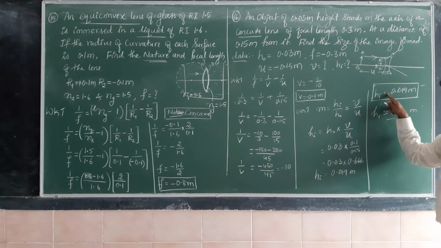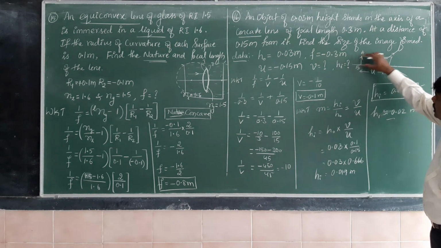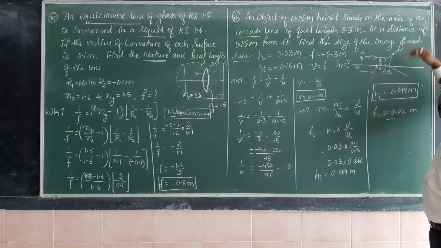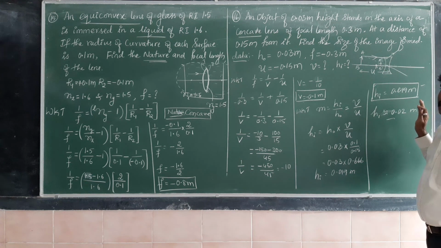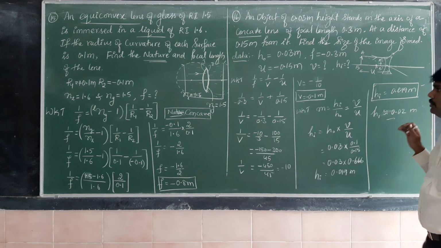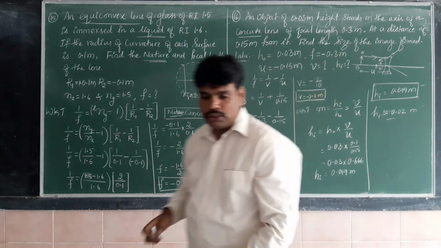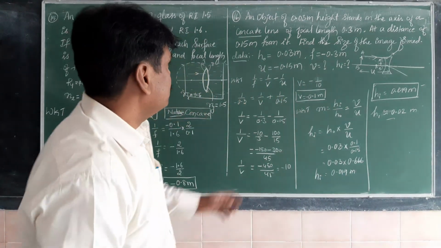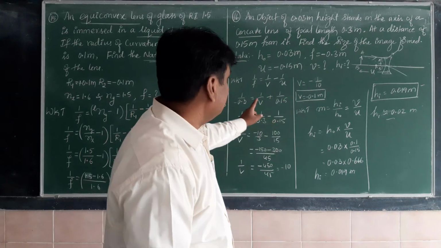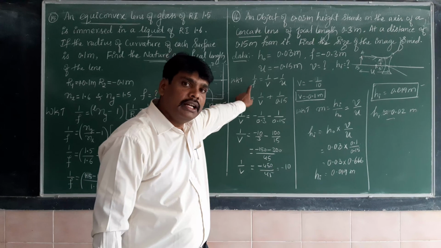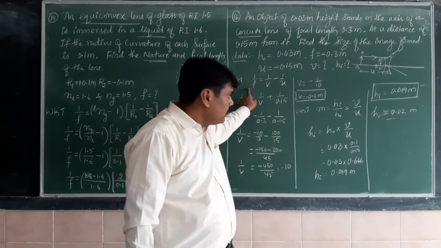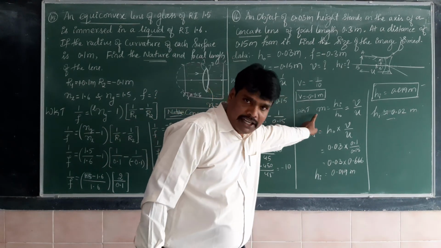We are getting a positive value because both the object and image are in the same direction. Both are perpendicular to the principal axis and in the upward direction above the principal axis. That's why. So this is the method to solve the second problem. In the second problem we are using the lens formula and also the definition of magnification.